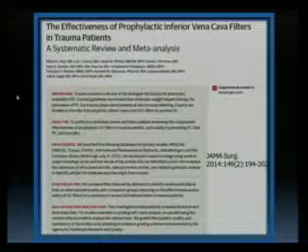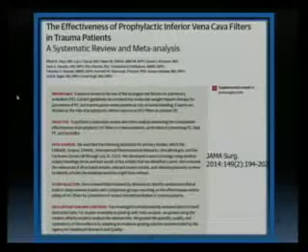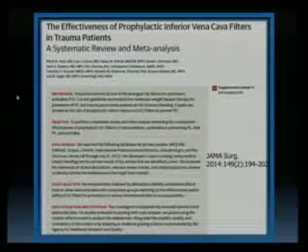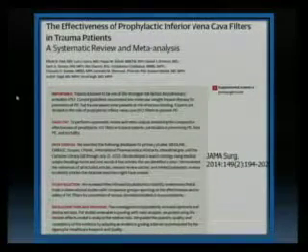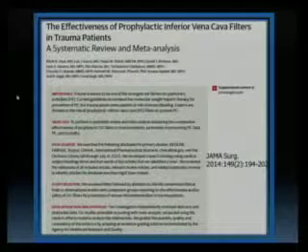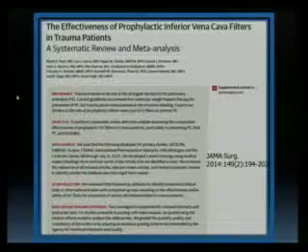How about trauma? Yeah, we place them a lot in this institution. It's a very common indication. This is the highest evidence so far. A systematic review of the effectiveness of prophylactic IVC filter placement in trauma.